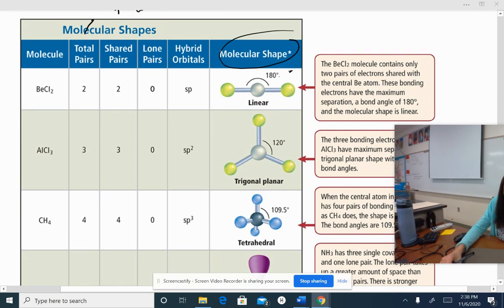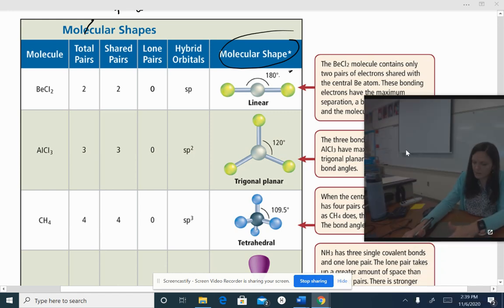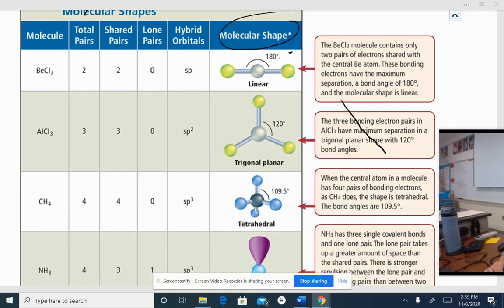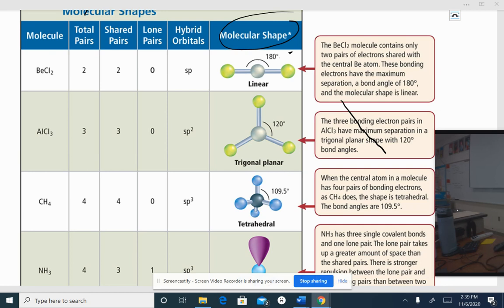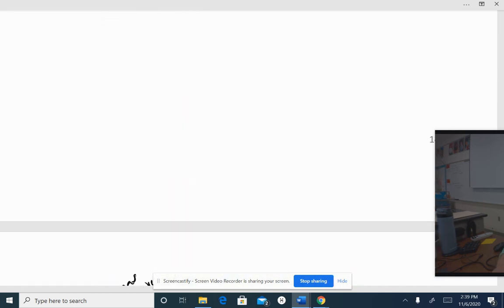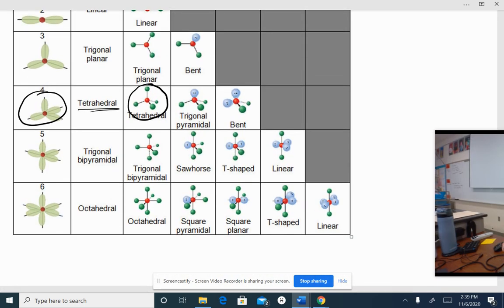So if I look at methane, we now have 4 total pairs around that center atom. We have 4 that are bonding or shared. So we will have a bond angle of 109.5 degrees, and a shape that is tetrahedral. This is how we figure out whether things are tetrahedral or trigonal planar, for example, if we have 3 bonding areas around there or not. We use these 2 charts right here to figure out our shapes and our angles.